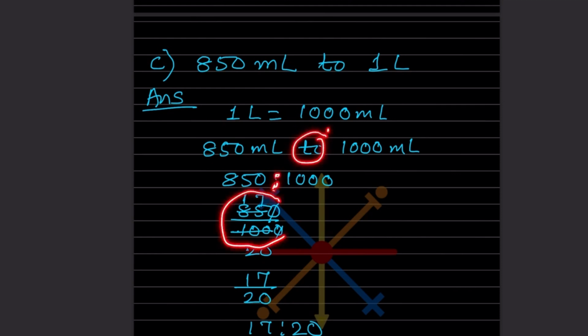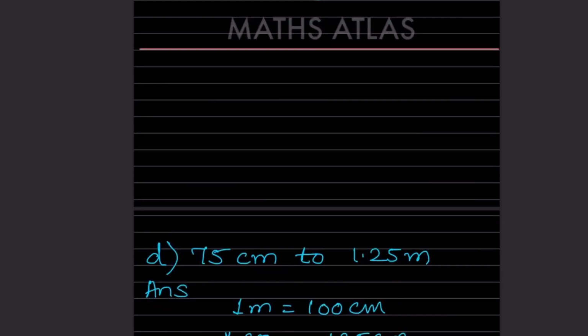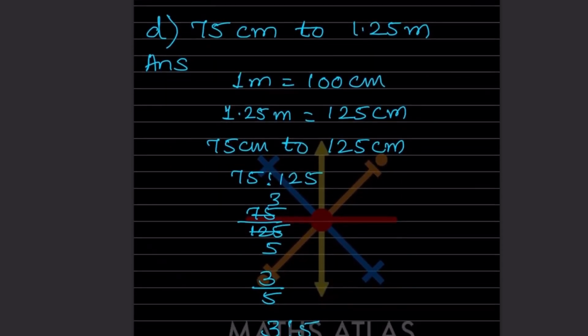And here 850 divided by 1000. When you simplify this, if 0 and 0 get cut, 5 17s are and 5 20s are. You can do it other ways also. So that is 17 by 20, which is 17:20. So now this problem, again here, centimeter and meter, convert this to centimeter.